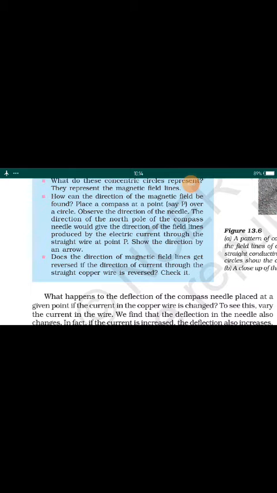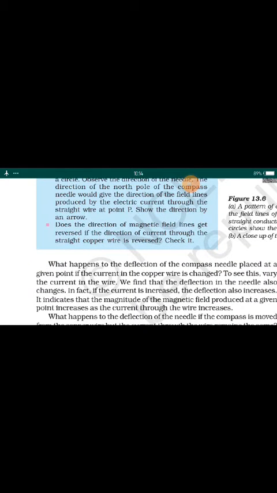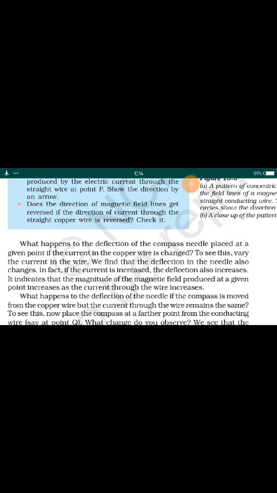Does the direction of magnetic field lines get reversed if the direction of current through the straight copper wire is reversed? क्या ये जो कनेक्शन ये जो है वो रिवर्स हो सकता है? चेक इट, हमें उसको चेक करना है.